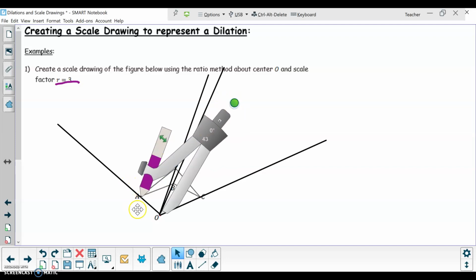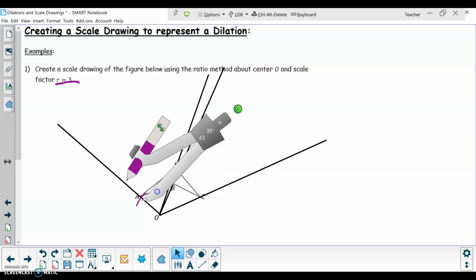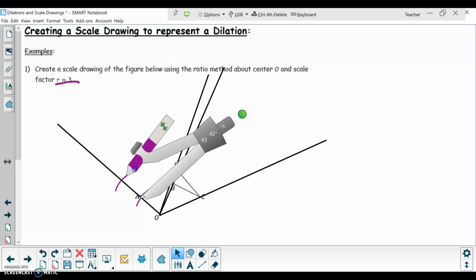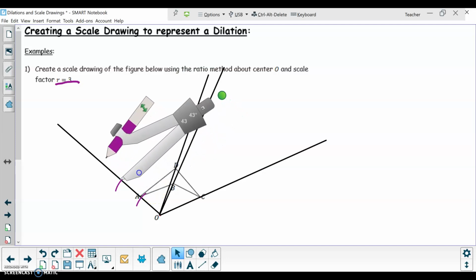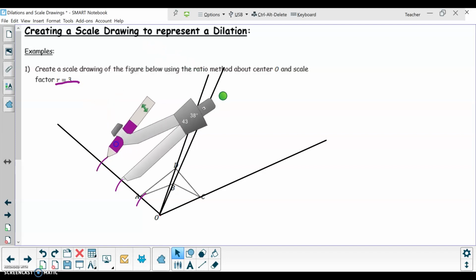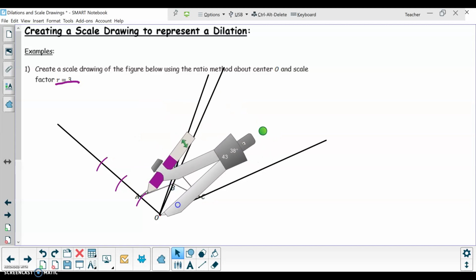So when I adjust my compass and I measure from O to A, that's a scale factor of 1. So I'm going to draw a little arc, right? So that demonstrates to the person grading your paper that you measured from O to A. So that's a scale factor of 1. So then I'm going to go to A, and I'm going to mark that arc again. So that's a scale factor of 2. And then this gives me a scale factor of 3. Okay? And then I'm going to do the same exact thing for the other 3 points.